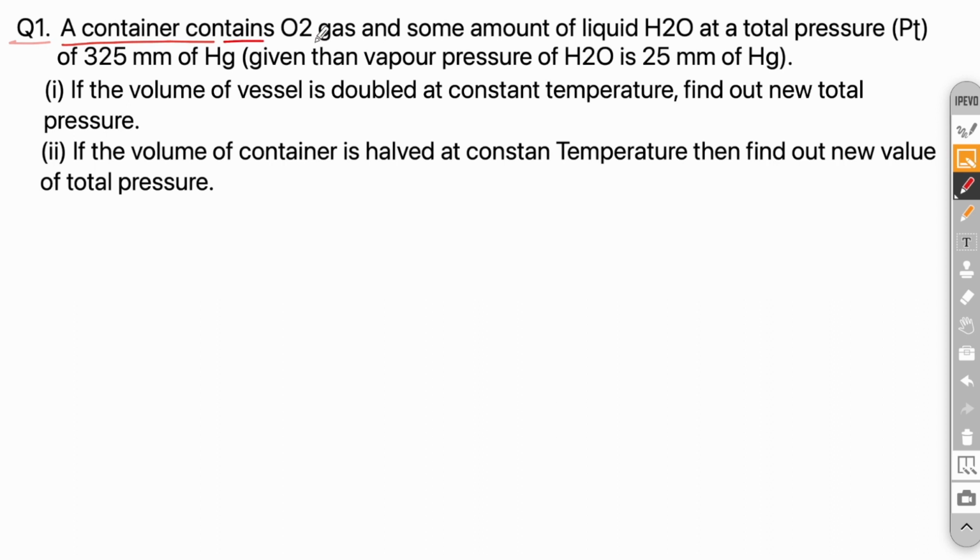Here a container contains O2 gas and some amount of liquid water at a total pressure Pt of 325 mm of mercury. Given that the vapor pressure of water is 25 mm of mercury, case first: if the volume of the vessel is doubled at constant temperature, find out the new total pressure. Case second: if the volume of the container is halved at constant temperature, find out the new value of total pressure. Let's solve these two questions by keeping in mind that the value of vapor pressure depends only upon temperature, and since the temperature is kept constant in both cases, the vapor pressure of water will remain the same in both cases.